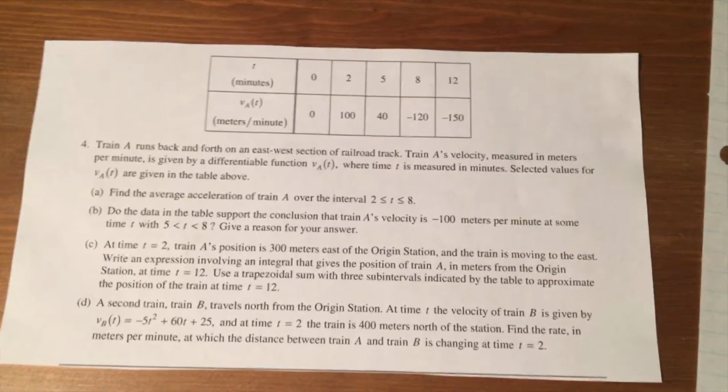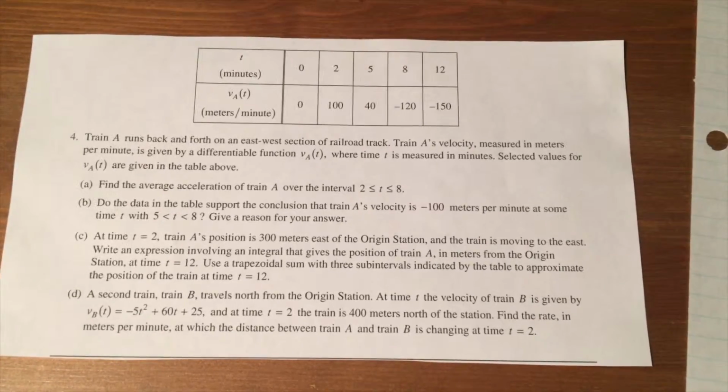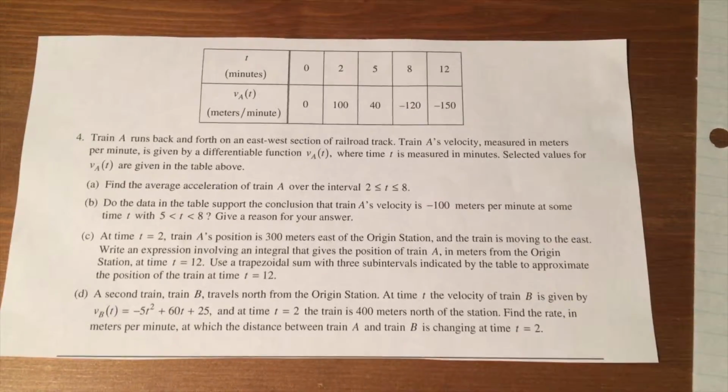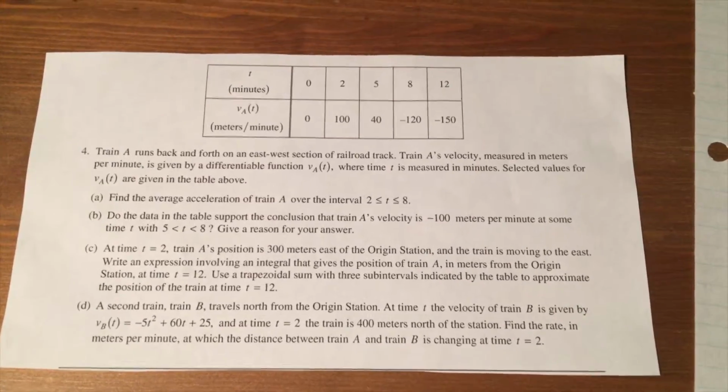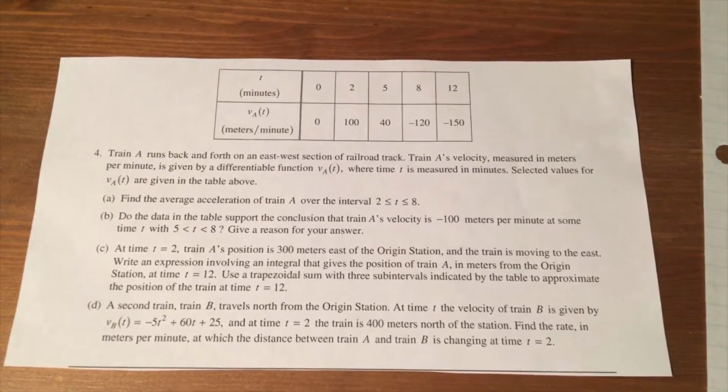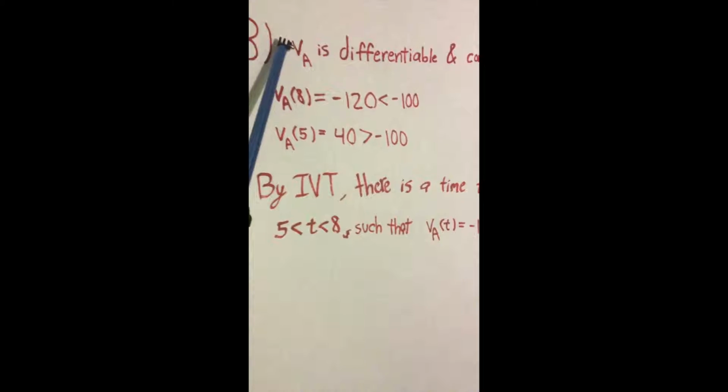Part B. Do the data in the table support the conclusion that train A's velocity is negative 100 meters per minute at some time t, with t being greater than 5 and less than 8? Give a reason for your answer.